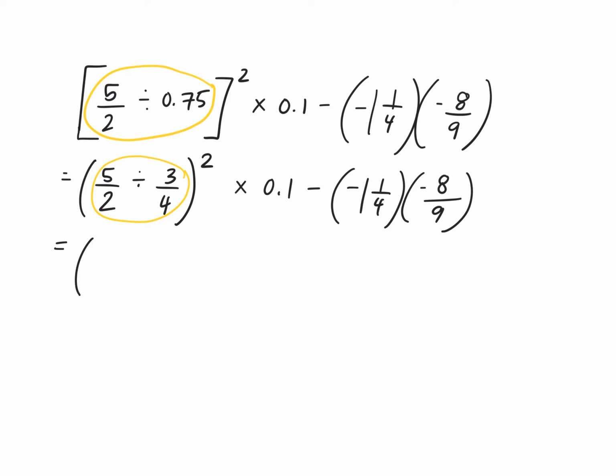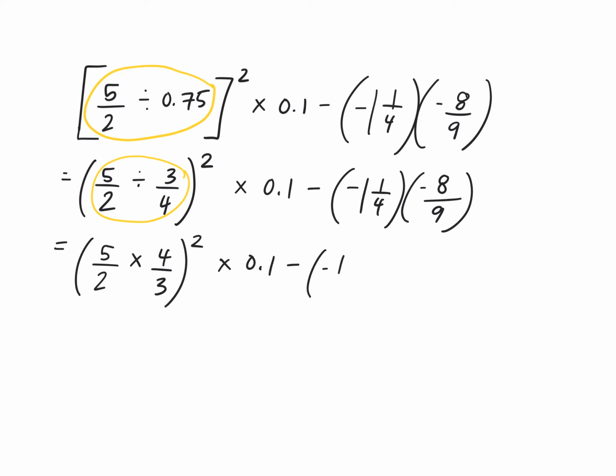You have to flip the... We're basically multiplying by the reciprocal. So when you flip it, it's called the reciprocal. So we leave the first fraction, 5 over 2, and then we're multiplying by the reciprocal. So what is 3 over 4 as a reciprocal? 4 over 3. Good. And all of that to the power of 2. And again, I'm just going to rewrite the rest of it.